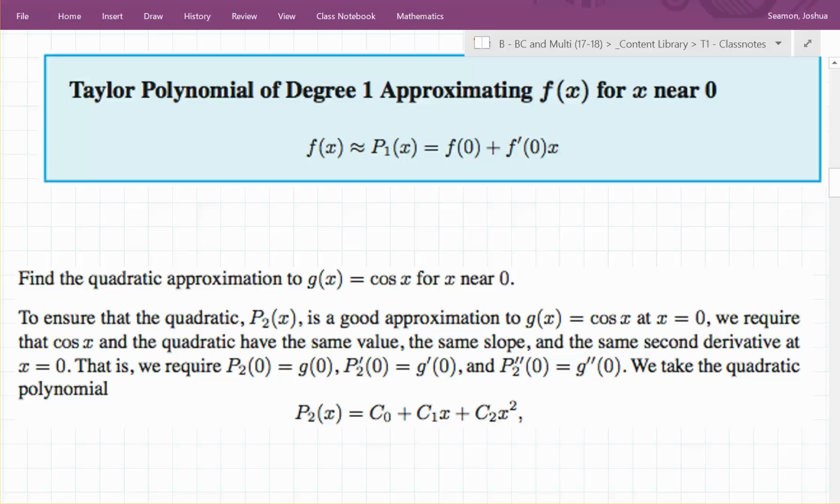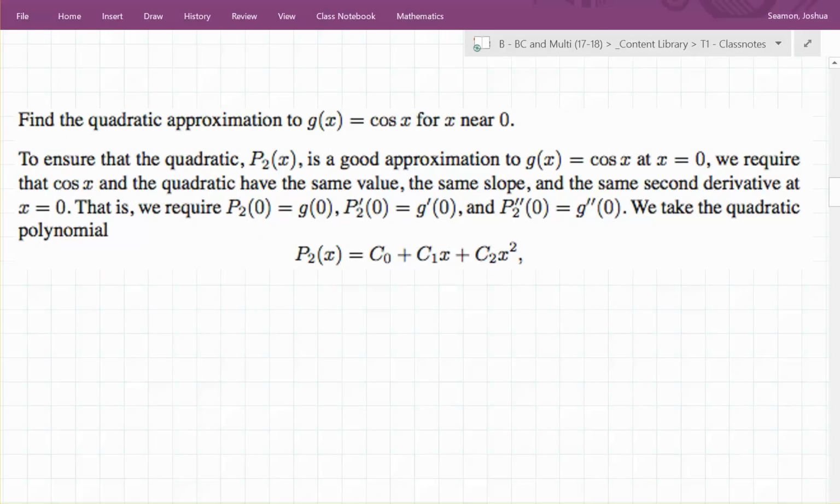So what's the first thing we have to have? They have the same value, the same slope, and the same second derivative at x equals 0. So what's the first thing we need to find? What is cosine of 0? 1. Cosine of 0 is 1. So we know that this function has to pass through that point.